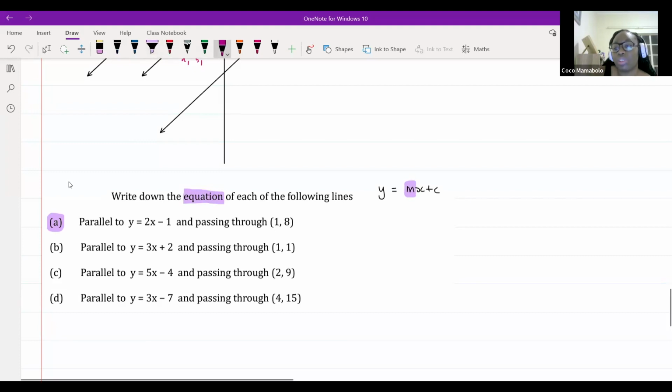Now, what they've also given us over here is an x value and a y value. And I know that if I've got the gradient and I've got the x value and the y value, I can use those two things to find c. Okay, so if this is line 1, and I want to find the equation of line 2, I already know the gradient of line 2. Because they tell me that line 1 is parallel to line 2, what is the gradient of line 2?